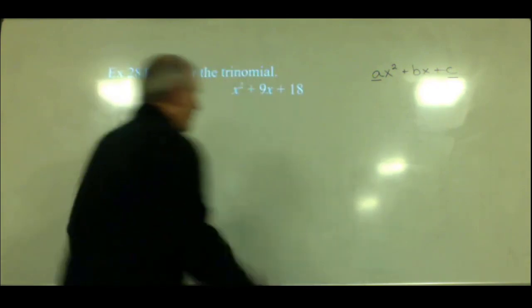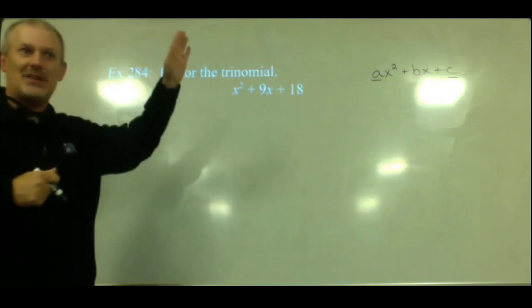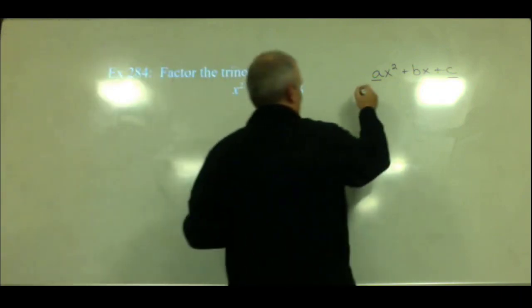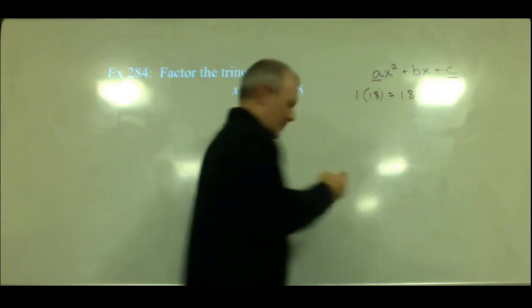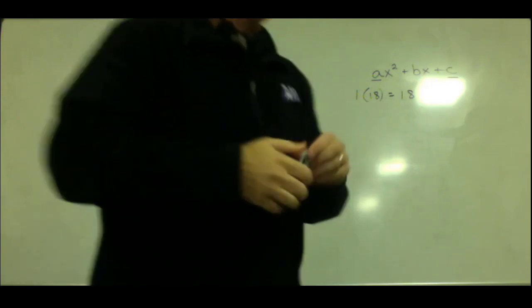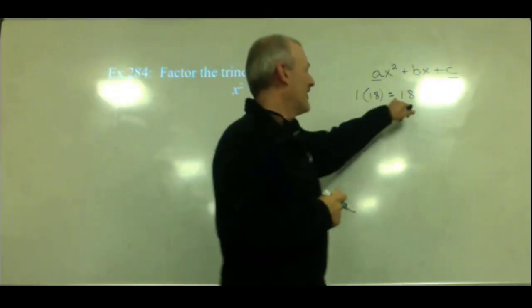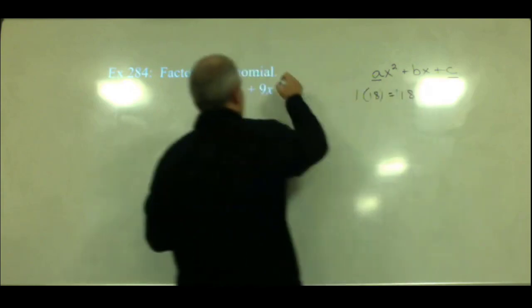Okay, so once again, we're going to multiply a times c. So that is what? 18. 1 times 18 is 18. And both of them are plus. Now, when we look at this, this is a positive, just like this is a positive.